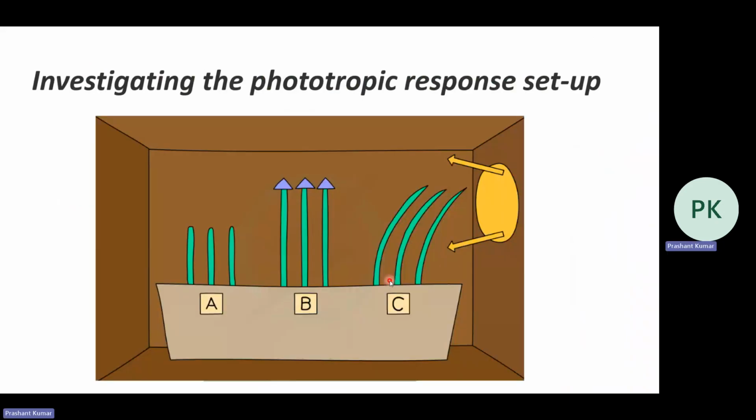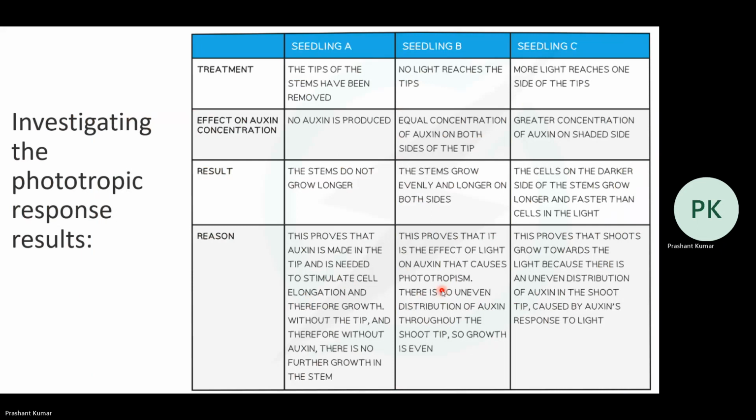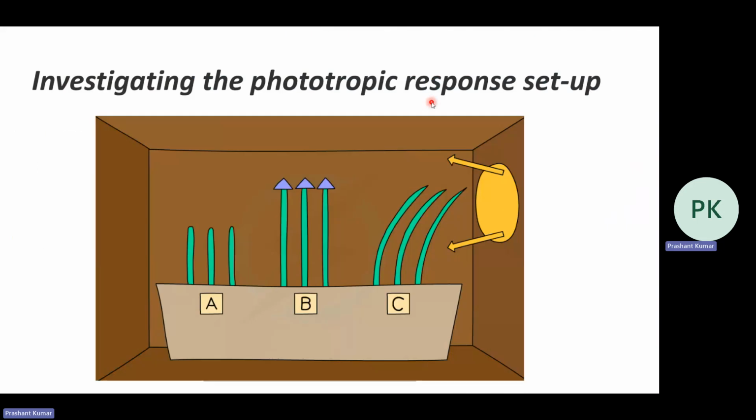Again, let's talk about this. So set A, B and C. A and B are covered, C is moving, right? So hope you have the idea why C is moving. Investigating the phototropism results. So let's talk about this. The treatment: they are seedlings A, B and C. The tip of the stem has been removed in A. No light reaches the tip in B, and more light reaches one side of the tip in C. Here you can see A, B, C.